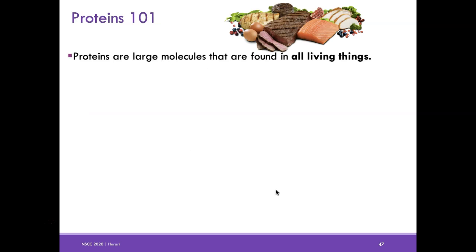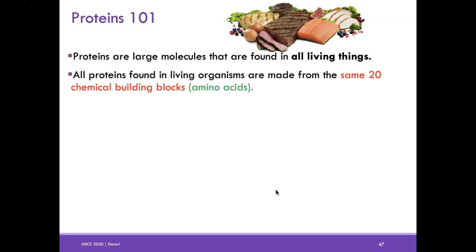So proteins. Proteins are large molecules that are found in all living things. And proteins actually come from the Greek word proteos, which means of first importance. So proteins are definitely the most important. They are the building blocks of all living things. They're basically like the hardware. They do the things a cell needs to do.